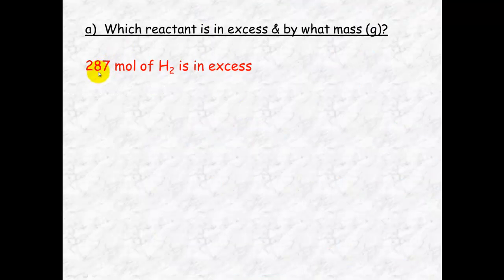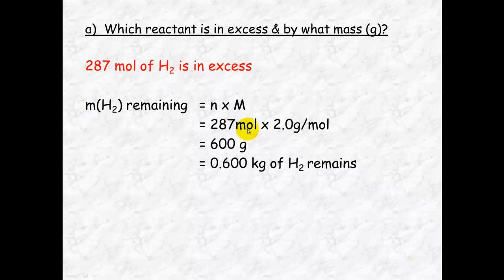So we know that there's 287 mole of hydrogen in excess, so we can now work out the mass remaining, which equals n times M, which equals 287 mole times its molecular mass, which will equal 600 grams or 0.6 kilograms of hydrogen remaining.